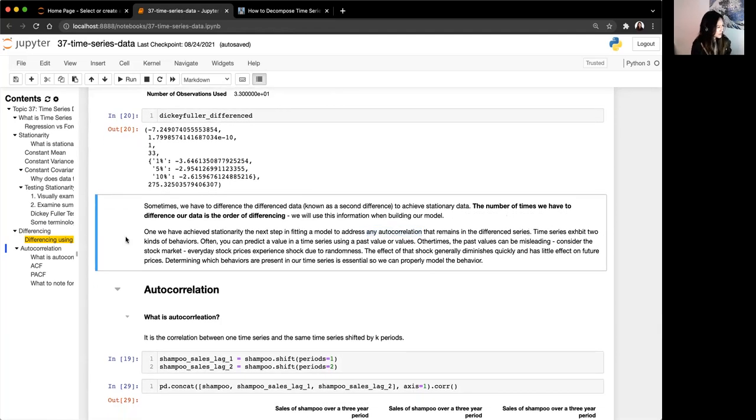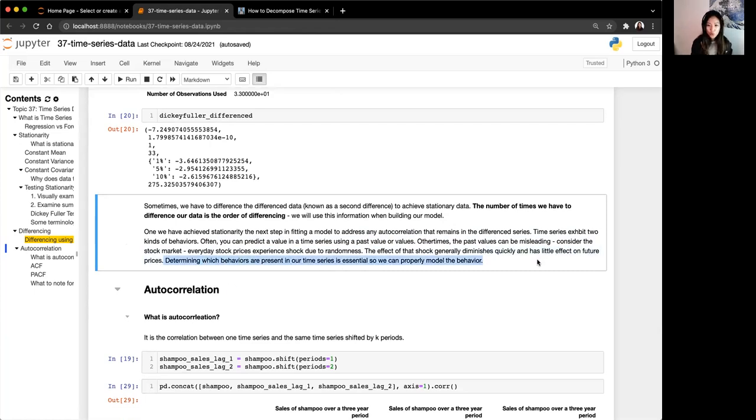Basically, time series exhibit two kinds of behaviors. It's the concept that you can predict a value in a time series based on its past values. However, other times the past values can be misleading. Consider stock markets, when there's a lot of randomness. Shocks can diminish quickly.